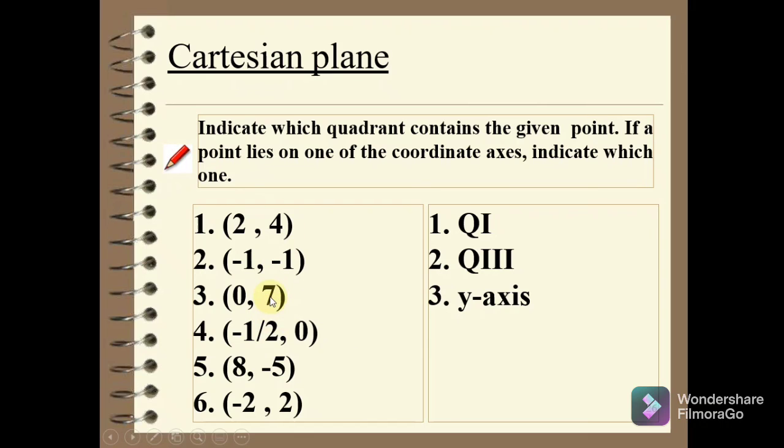Ito yung nasa vertical. Next, number 4, x-axis naman siya, kasi negative 1/2 ang x niya and then 0 naman yung kanyang y. Wala siyang y, so x-axis siya. And then quadrant 4 yung number 5, because this is a positive x sa right, and since negative yung ating y, pababa siya. And number 6, negative 2 sa left and then pataas. So, this is quadrant 2.